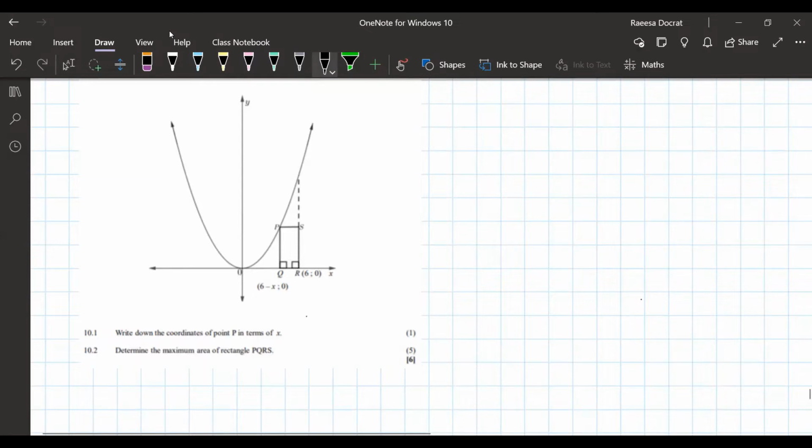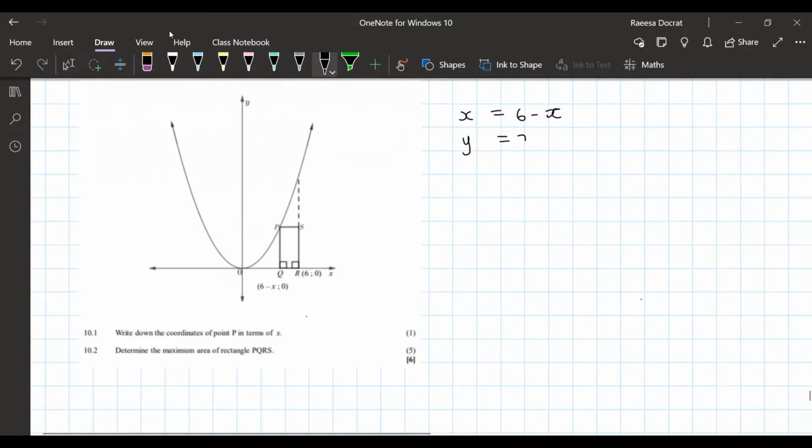Now, first of all, having a look at the coordinates of P, we can see that the x coordinate of P is the same as the x coordinate of Q, which is 6 minus x. The next thing is we'd like the y coordinate of P. Now, think about this carefully. We won't be able to use S to get the y coordinate in a similar way, but we will be able to use the fact that P lies on the parabola to get the y coordinate.